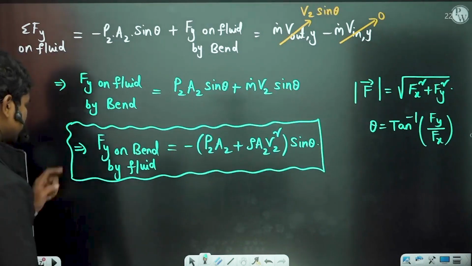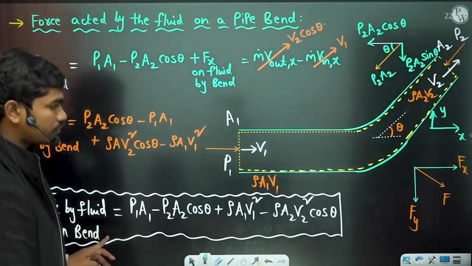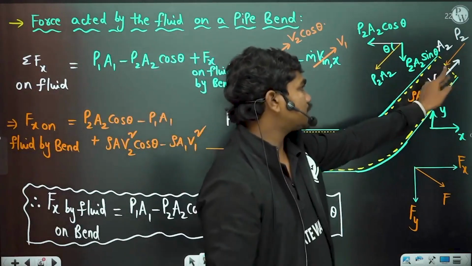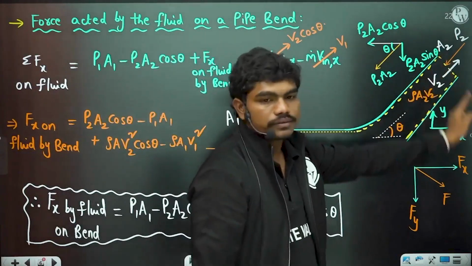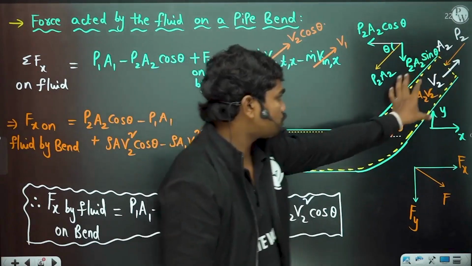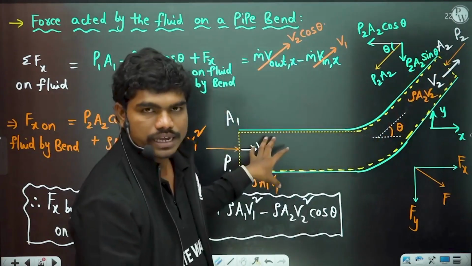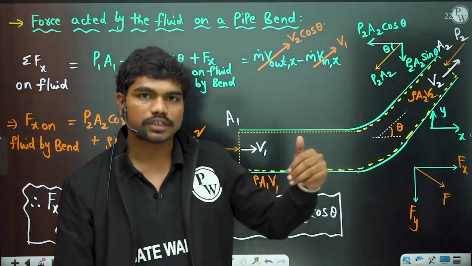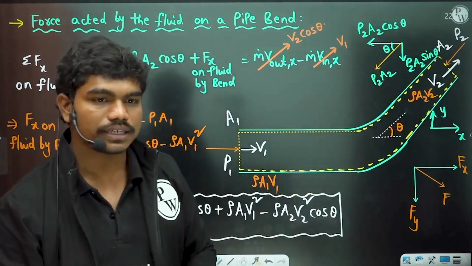Clear? So this is Fy on the bend, and this is the expression for Fx on the bend. My intention is just to tell you about the pressure acting on this particular fluid. Outside, everywhere there is atmosphere, so the net effect of the atmosphere gets cancelled all over. At every point on the pipe there is some atmospheric pressure, so definitely the atmospheric pressure will cancel out, right? That's the reason.